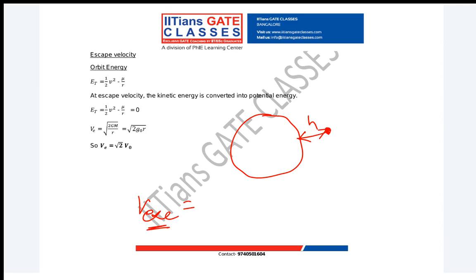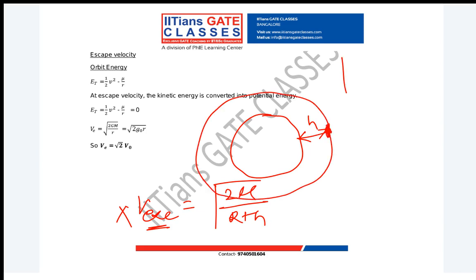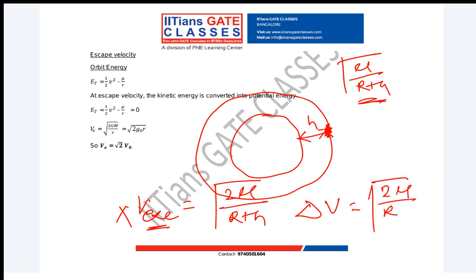So V escape will not be the formula under root 2 mu by R plus H. It will not, because at this altitude the object is already having some velocity, which is under root mu upon R plus H. So to escape from this altitude, the velocity requirement is delta V, which is under root 2 mu by R plus H minus under root mu upon R plus H. Clear? Is this correct?